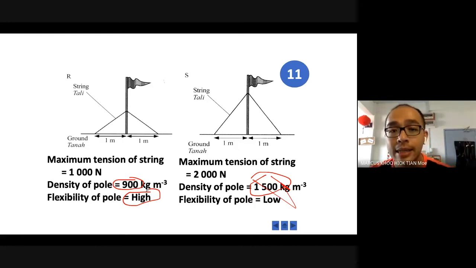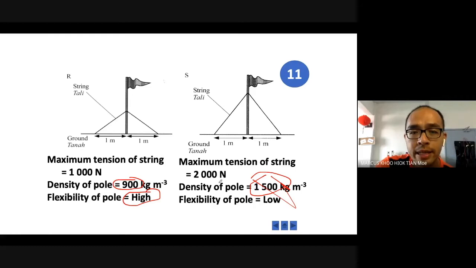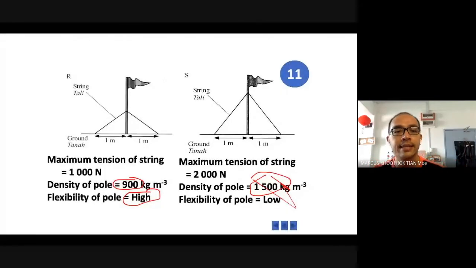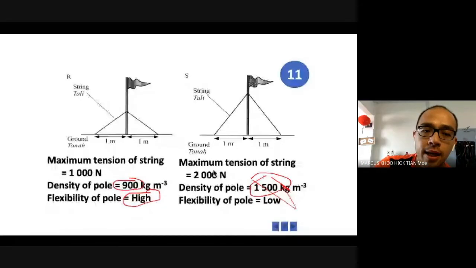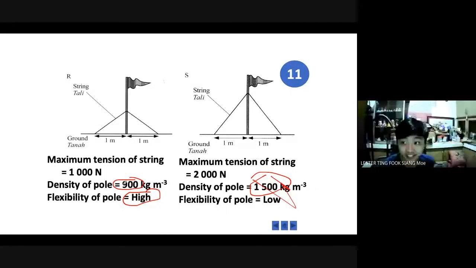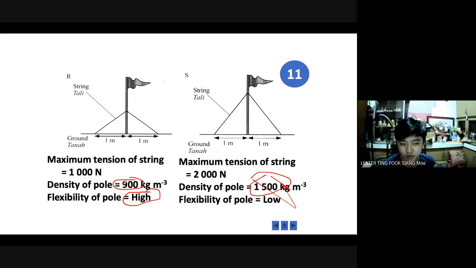Okay. Third one, the maximum tension. Should we have a high maximum tension, 2000 newtons, or low maximum tension, 1000 newtons? What do you think? Let's ask Lester lah. Lester, what do you think? High maximum tension or low maximum tension? High. Why? Why high maximum tension? So the string doesn't snap when there is strong wind.